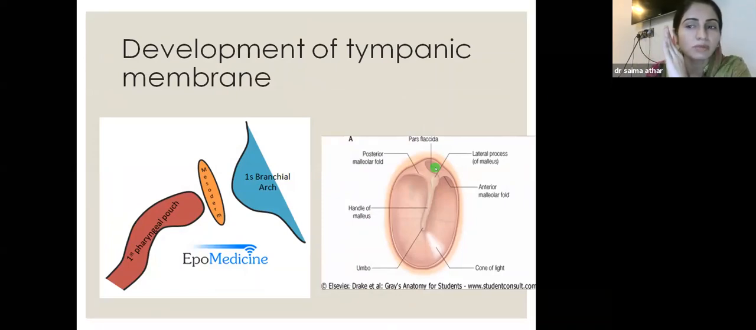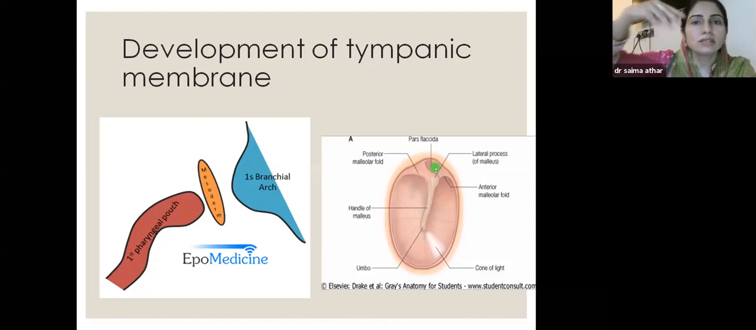Then it forms a thin membrane जो साउंड वेव्स की वजह से मूव करेगी. हैंडल ऑफ मेलियस अटैच है, तो हैंडल ऑफ मेलियस फिर मूव होगा. हैंडल ऑफ मेलियस इंकस से अटैच है, इंकस मूव होगी, इंकस के साथ स्टेपीज अटैच है, स्टेपीज के साथ अटैच है पेरीलिम्फ, तो पेरीलिम्फ मूव होगा, वाइब्रेशन होगी, तो the cochlear basilar membrane and the tectorial membrane will move, and ultimately it will be converted into the sound sensation.